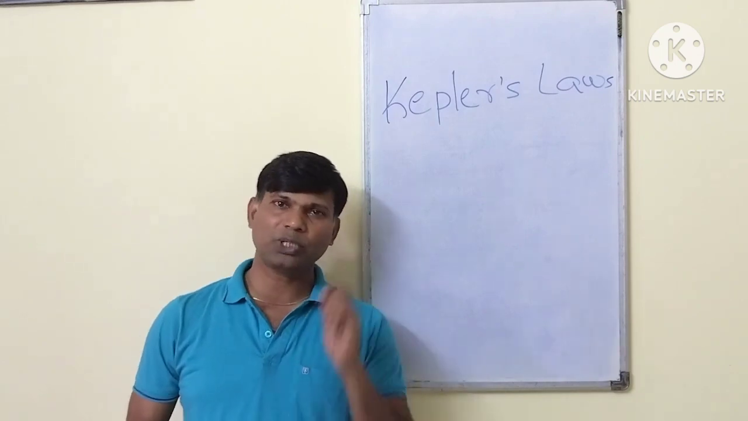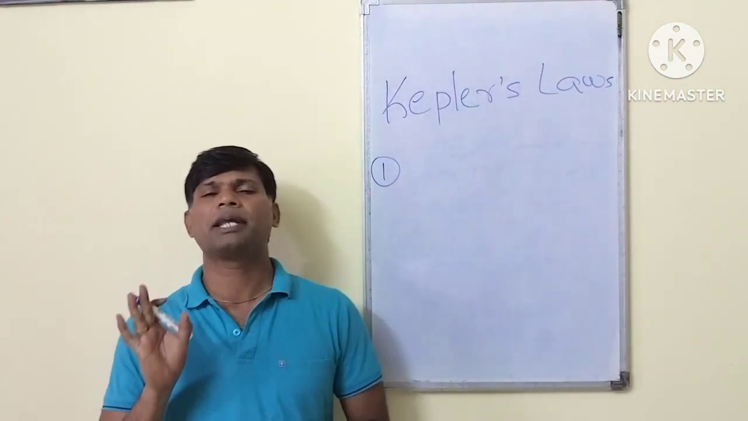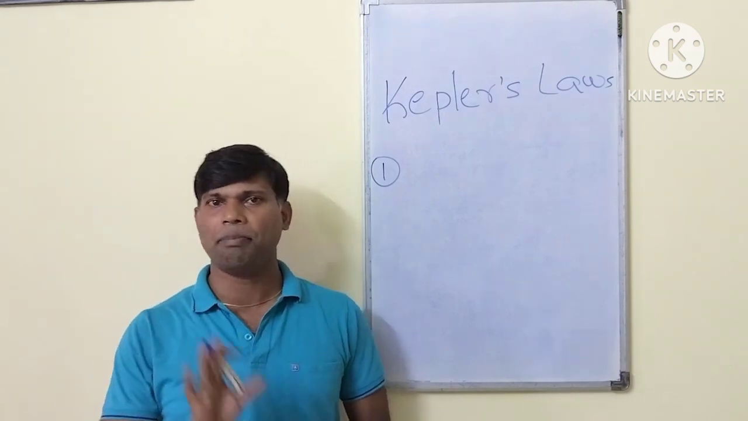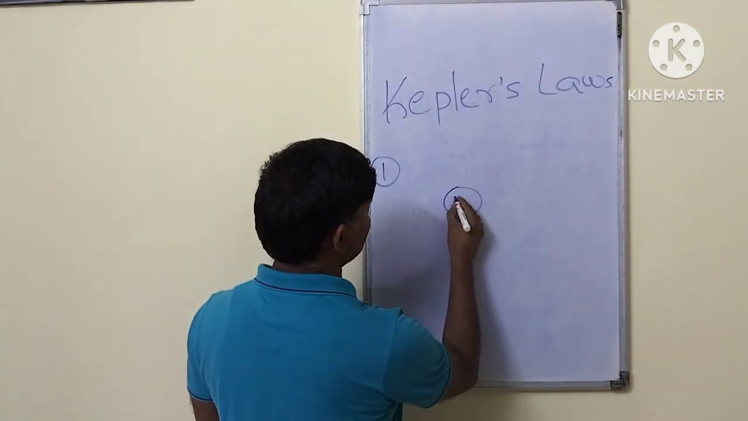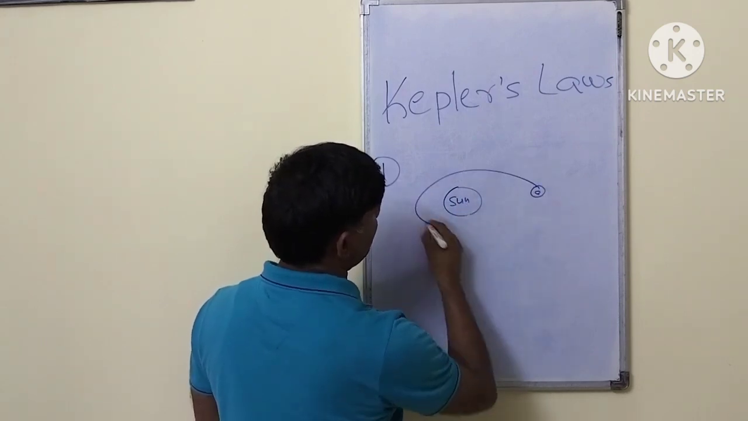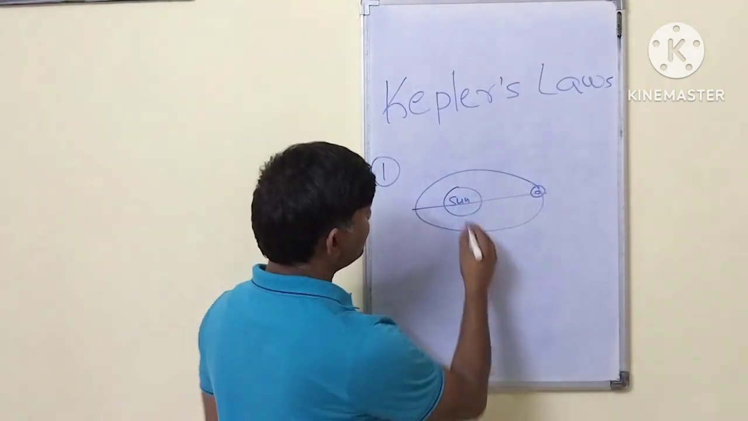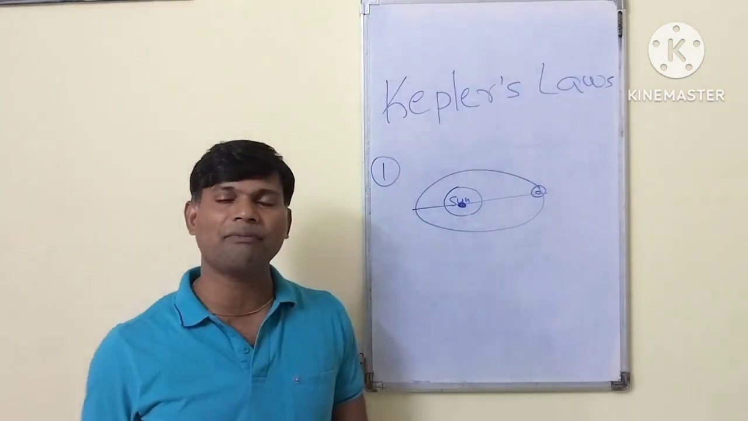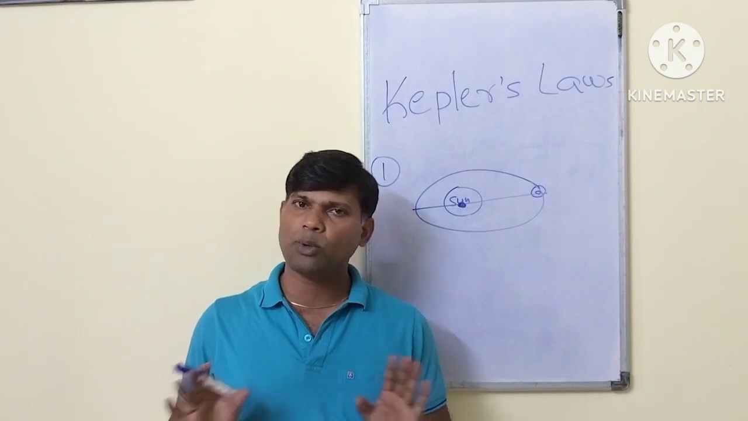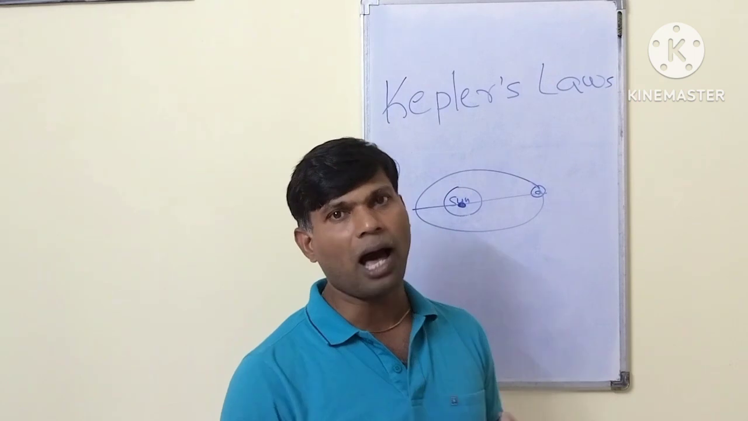Kepler gave three laws to describe the motion of planets. The first one is, all planets revolve around the sun in elliptical orbits. This is the sun. Suppose this is the earth. So it will revolve like this. So it is an elliptical path. At the focus of the elliptical path, the sun is there. All the planets, not only earth, all the planets. This is the first Kepler's law.